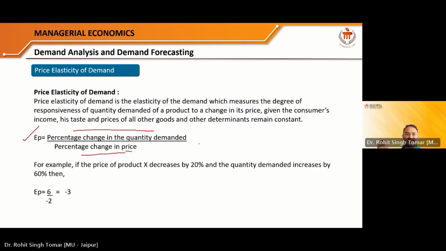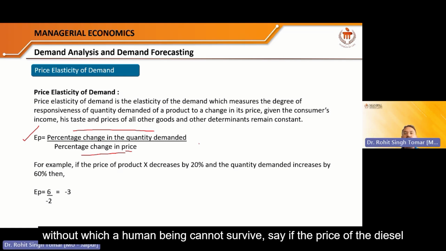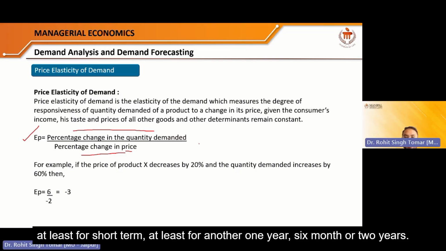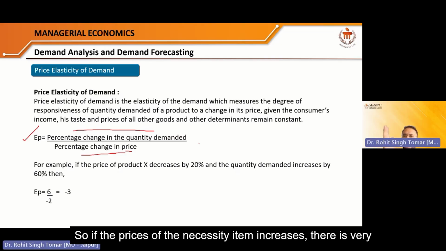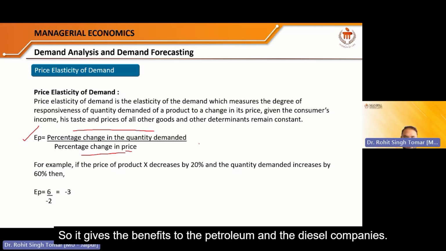out of the market. Even after observing this change, say for example, the price of a necessity product without which a human being cannot survive, say the price of diesel increases by 5%, what will you do? There is no other option. You need to purchase the petrol and diesel, at least for the short term, at least for another 1 year, 6 months or 2 years. So if the prices of a necessity item increase, there is very small change in its demand. So it gives benefits to the petroleum and diesel companies, right?